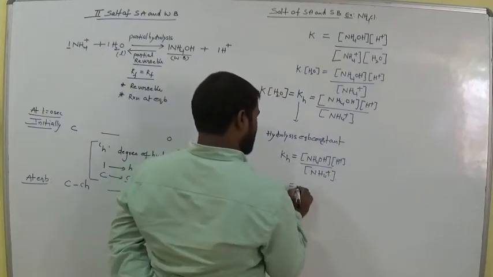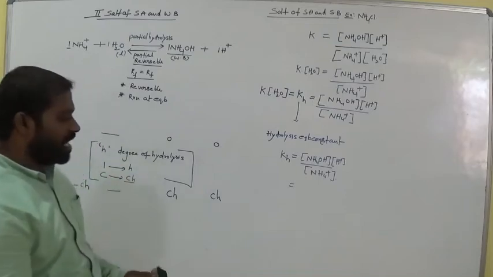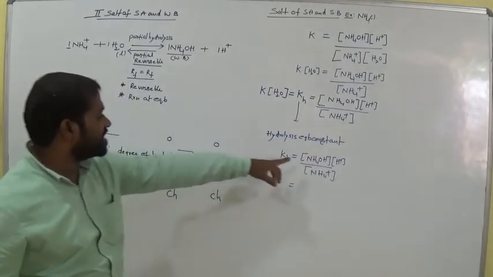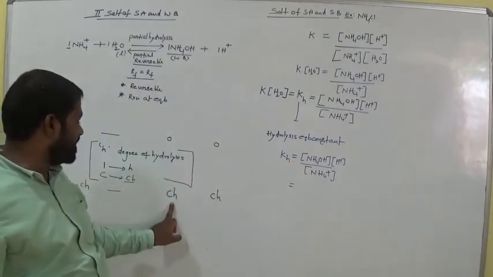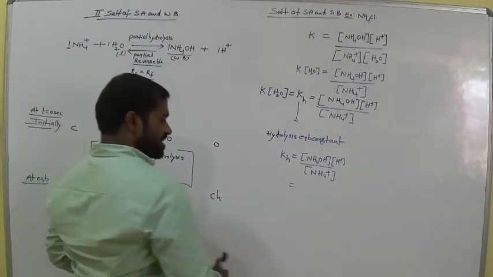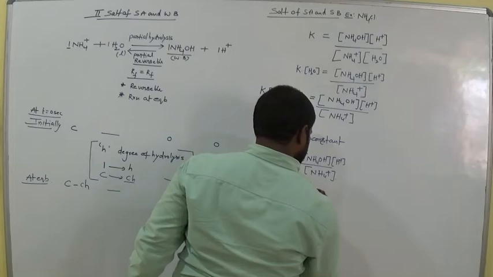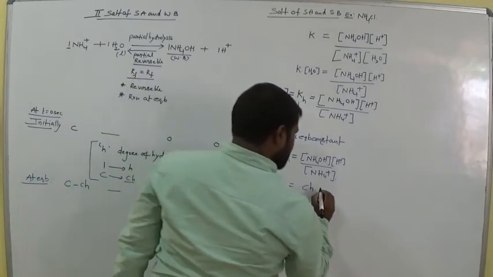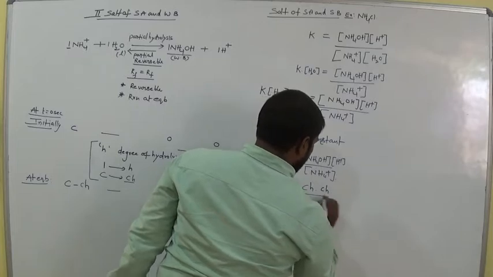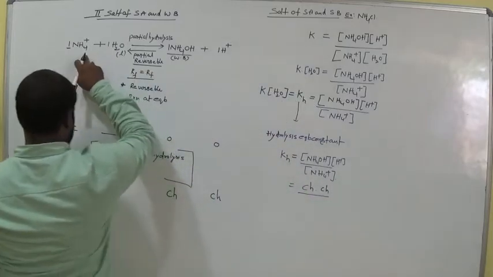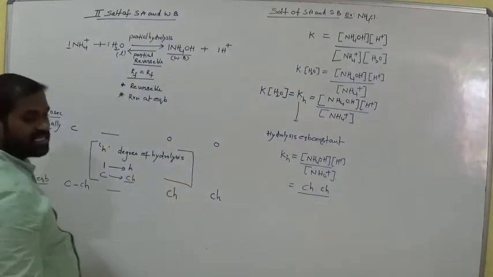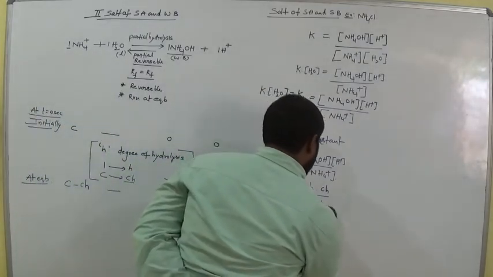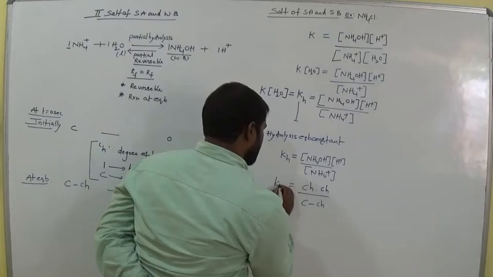Now from the expression, these are the equilibrium conditions. What is the concentration of NH4OH at equilibrium? CH, am I right? CH. What about H plus? CH clearly. And what about NH4 plus? That is C minus CH. C minus CH. Clear, all of you?